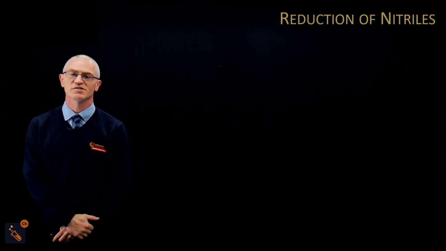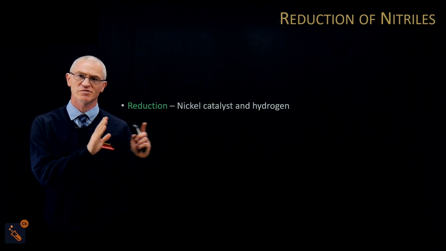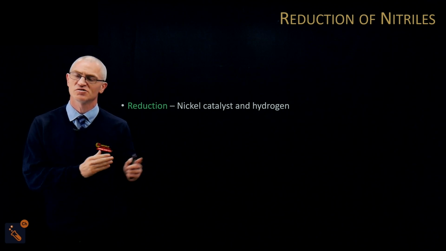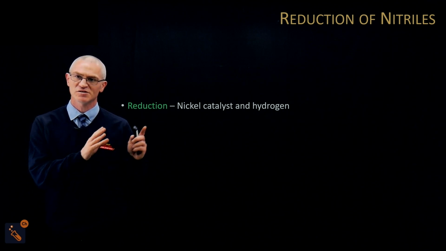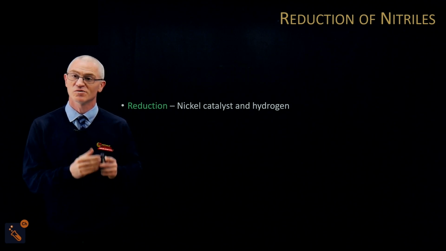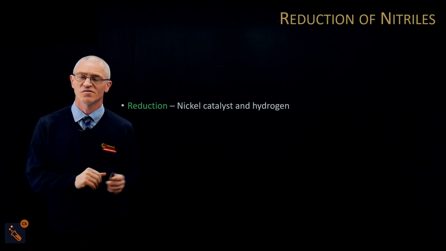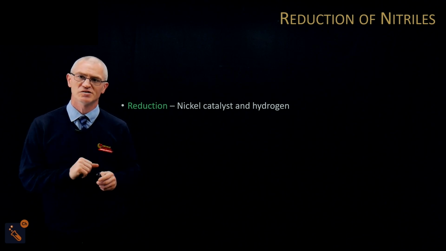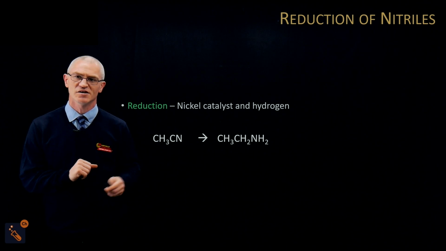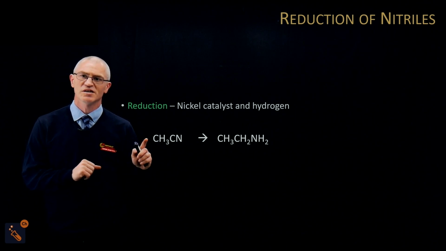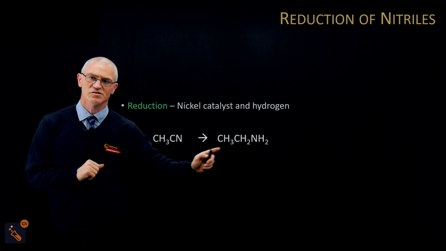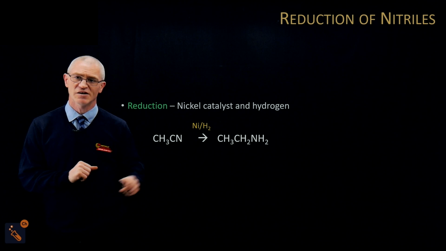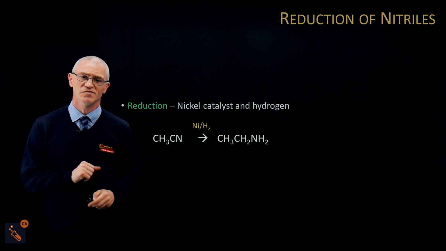Our next reaction is the reduction of nitriles. Now that is where you add nickel catalyst and hydrogen to a nitrile to turn it into an amine. Notice with this one, there's no temperature required, whereas if it's hydrogenation, you need the same reactants, but you need 150 degrees Celsius. So this is a little bit simpler. So just nickel catalyst and hydrogen. We'll do it with our example here, which is ethane nitrile going to ethanamine, and you need that nickel and hydrogen above the arrow. You don't have to write it within the equation, just above the arrow.